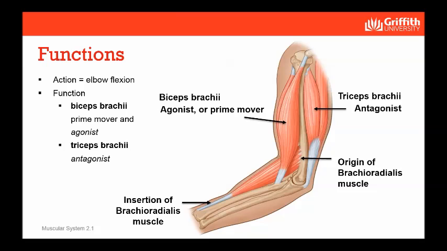Brachioradialis originates on the supracondylar ridge of the humerus and inserts on the radial styloid process. When it contracts, the brachioradialis acts in synergy with biceps brachii to cause the elbow to flex. So, in summary, the action is elbow flexion, while the function of the biceps brachii is to be the agonist. The triceps brachii is the antagonist, and the brachioradialis is the synergist for the movement.